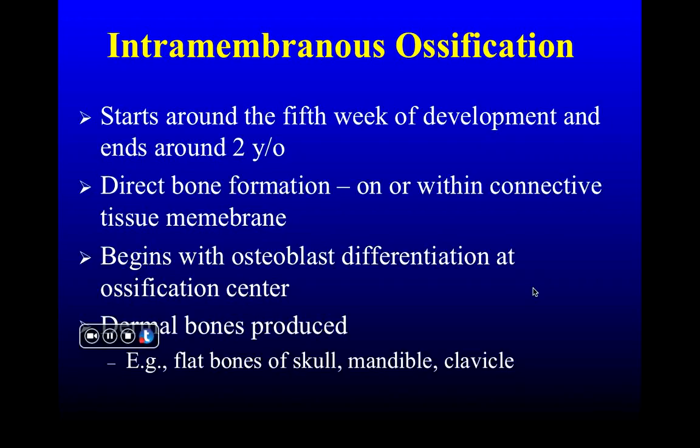And what kinds of bone are they going to make? Well, they're going to make flat bones, like the ones in the skull or the mandible or the clavicle. That's the kind of bones that are produced from the osteoblasts that are provided through intramembranous ossification. So let's take a look.